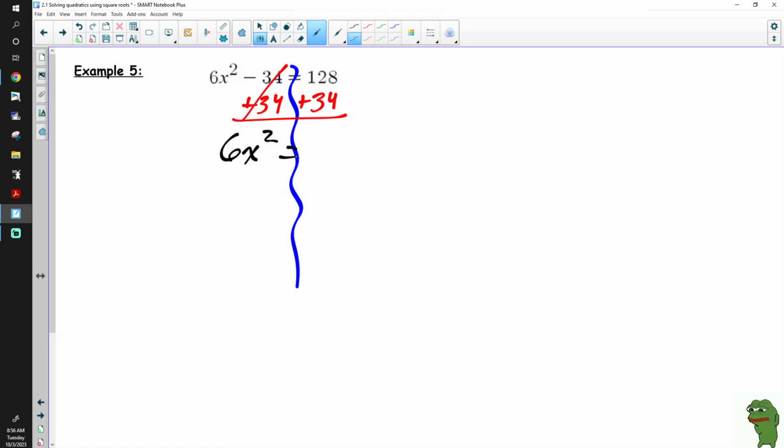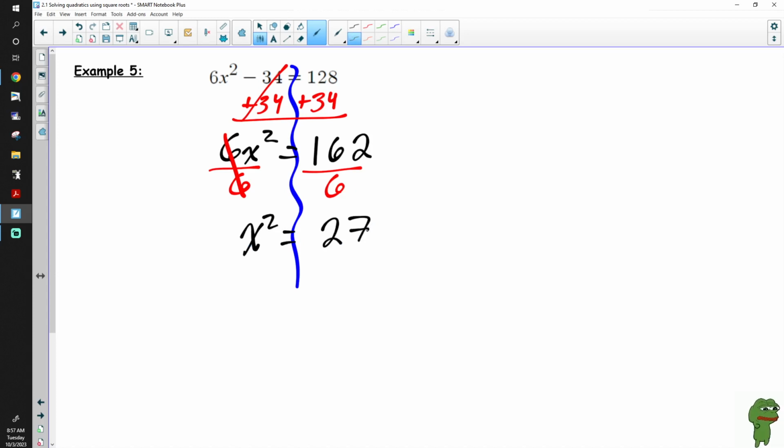What is 128 plus 34? 162. And you do what to both sides? Can you divide 162 by 6? You can? You get lucky? Oh, you lucky ducks. X squared equals 27. What do you do to both sides? Square root it.